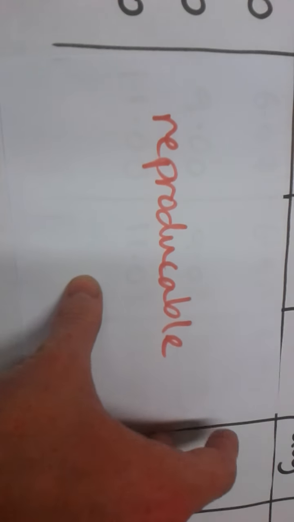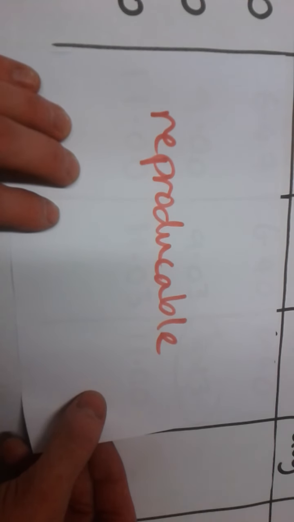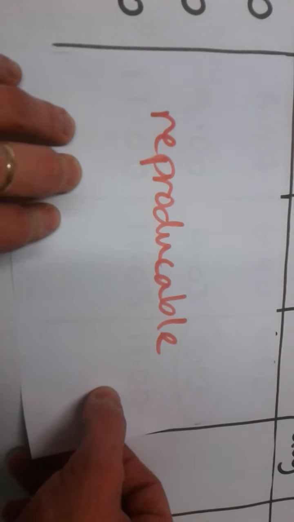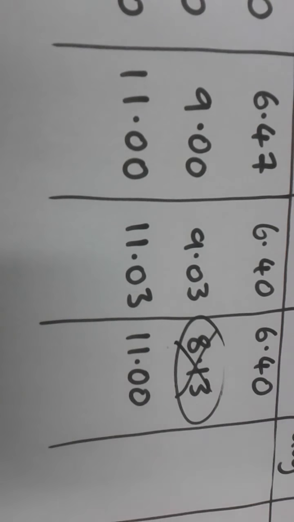So repeatable is to do with individual measurements with the same person using the same equipment. Reproducible is about the whole experiment being done by someone else and with potentially different equipment and coming up with the same answers. Three more to go.